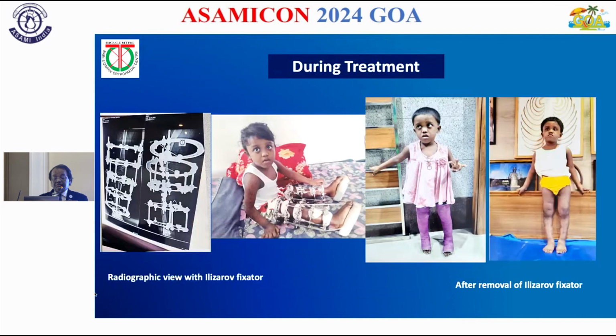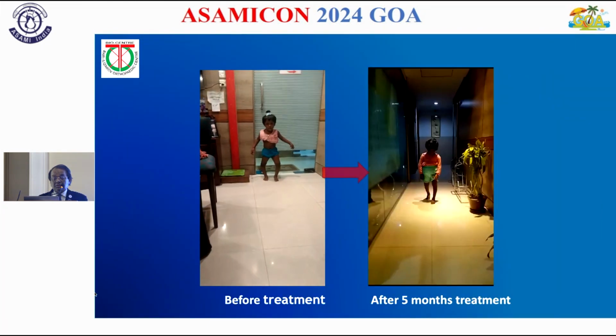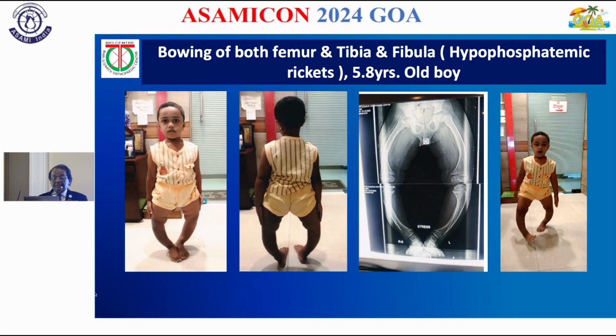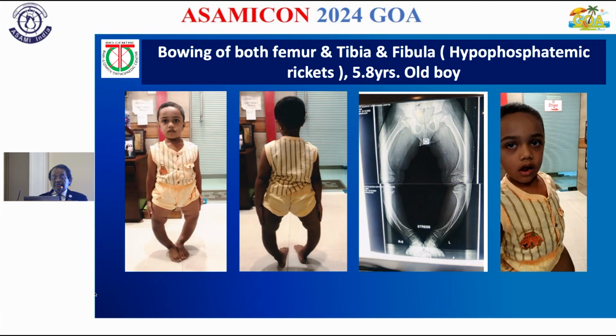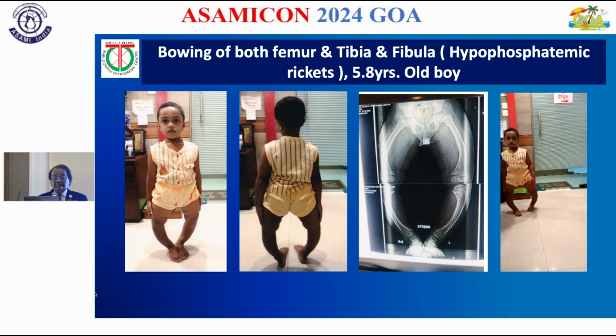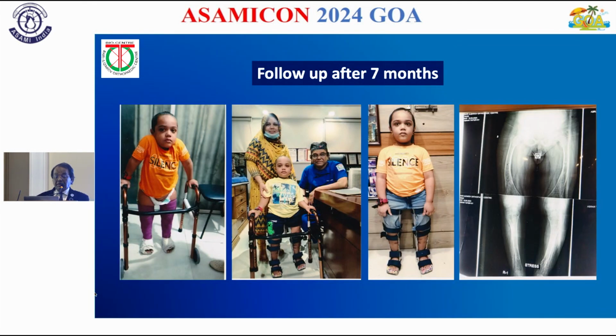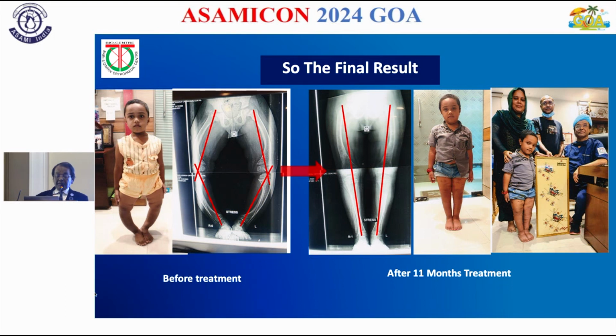The same case, bow legs, after 5 months follow-up. And this is again, you can see here, hypophosphatemic rickets, a 5- and 8-year-old boy. Same with the pins, I'm using only the wires, no pins here in the tibia and femur all the time. And see after 6 months follow-up, and this is the final follow-up after 11 months.